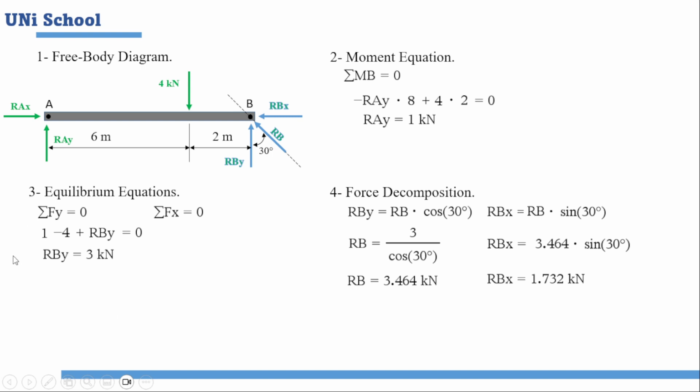To finish, let's apply the sum of forces in x. Going back to our third step to find RAX. The sum of forces in x is equal to 0. So we have that RAX minus RBX equals 0. This means that RAX is equal to RBX, giving us RAX equal to 1.732 kilonewtons.